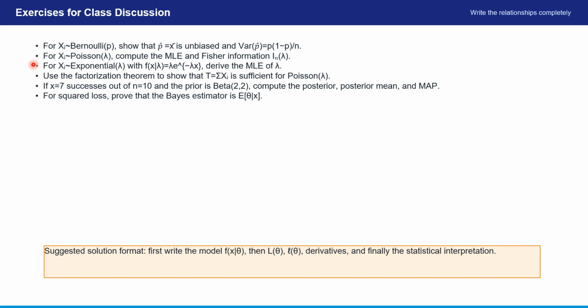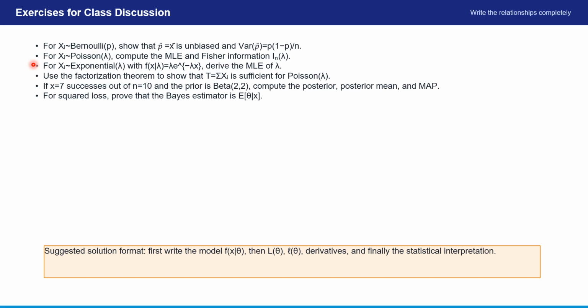Derive the MLE and compute Fisher information. You should get lambda hat equals x bar. The score is minus n plus sum xi over lambda. The second derivative is minus sum xi over lambda squared. The Fisher information for n observations is n divided by lambda.